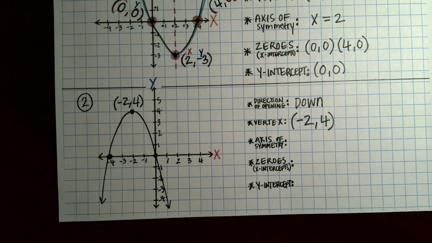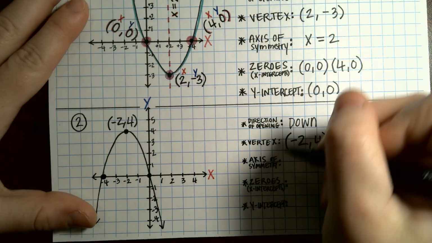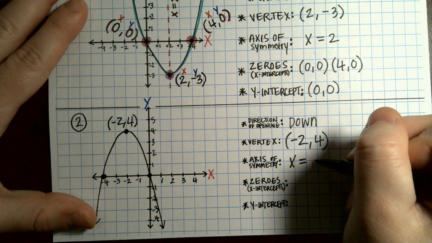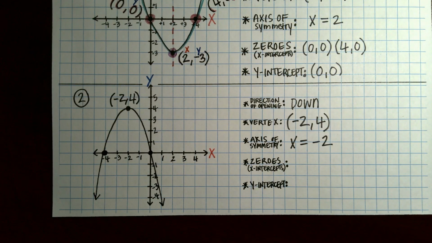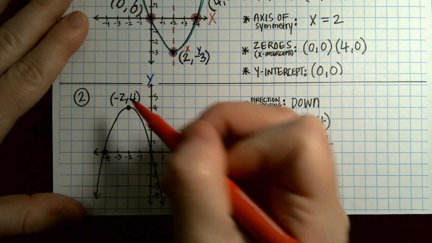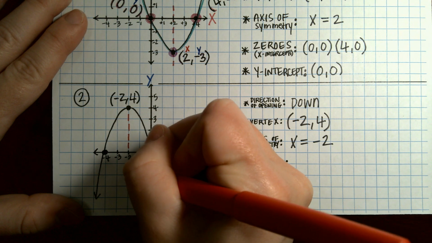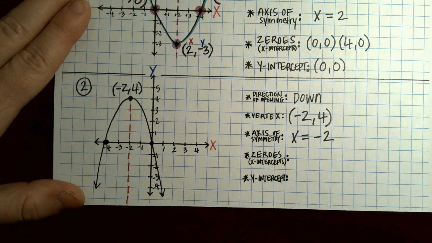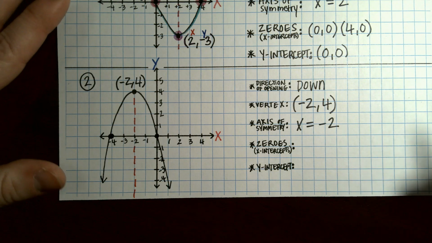Okay, what is my axis of symmetry? X equals -2. Yes, x equals -2. My axis of symmetry is always just going to be whatever my x value is in my vertex. The vertex falls on that axis. There, x equals -2.